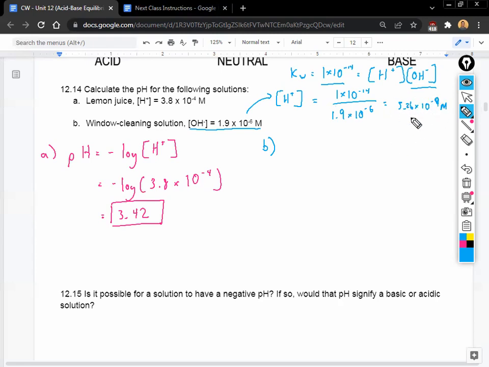Okay, so that's going to be the concentration of H plus. And then all we need to do is plug this into the pH formula. And so we get negative log of that, and that's going to give us an answer of 8.278 for our pH.